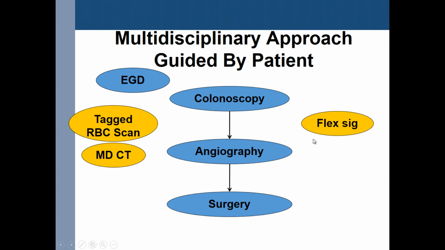FLEX-SIG can occasionally be considered in some patients. For example, if somebody had a large polyp removed from their rectum or sigmoid and they present with hematochezia, it would be very reasonable just to perform a FLEX-SIG rather than a full colonoscopy in such a patient.